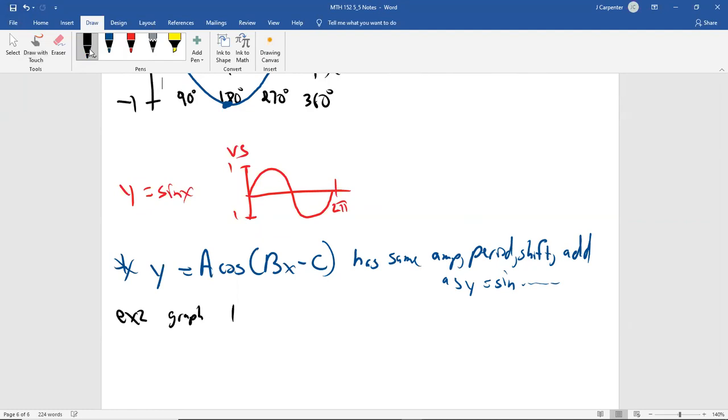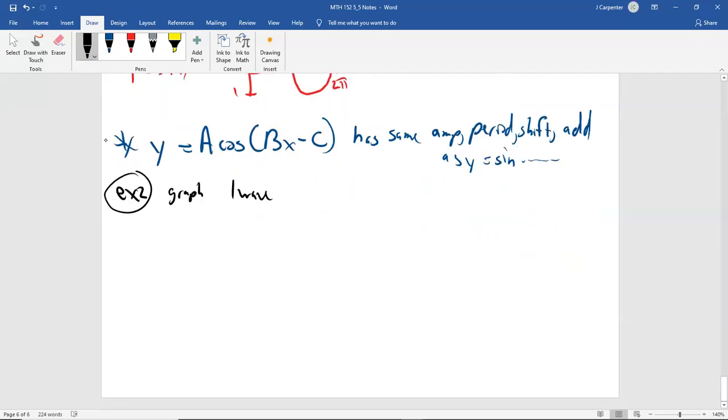Graph one wave. Let's go with y is equal to 2 cosine of (2x plus 8 pi). I don't want to make this inside too messy, but I do want it to be a little messy.